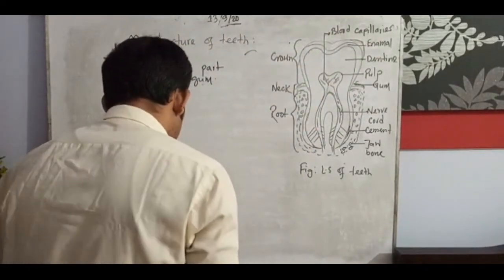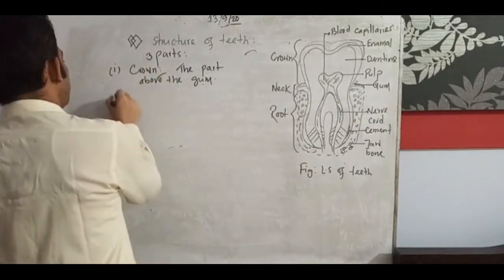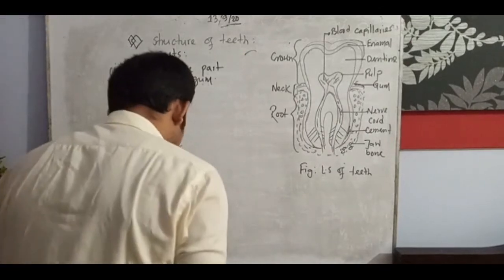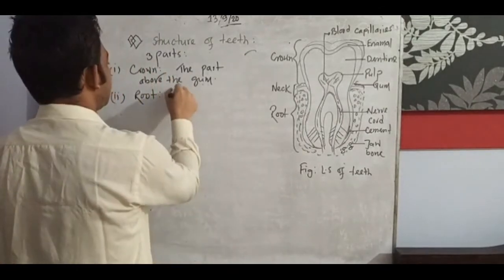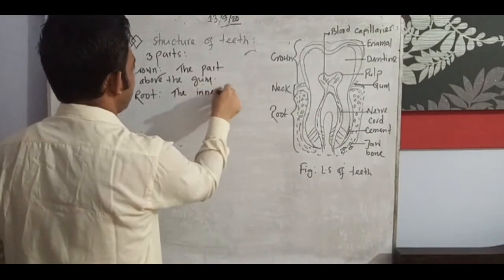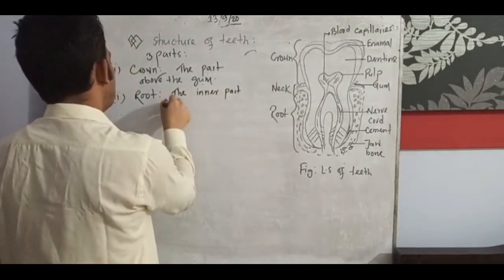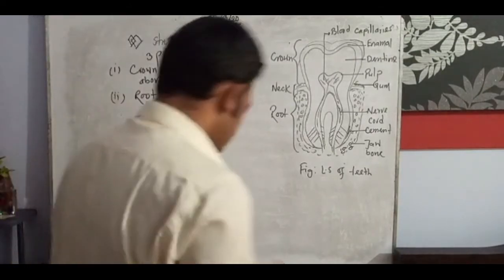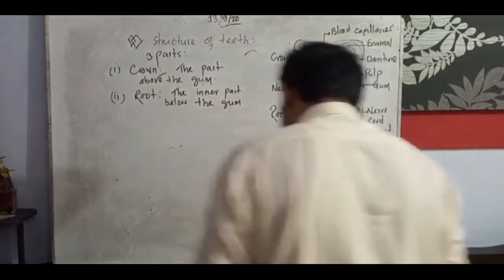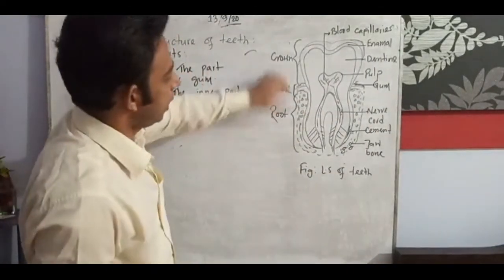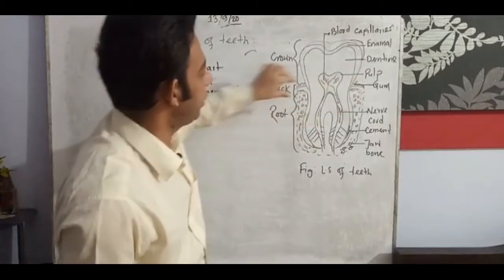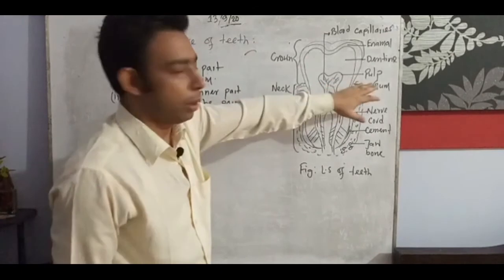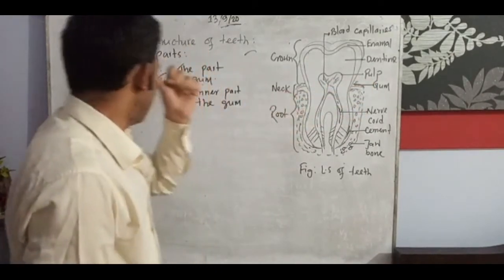Number two is the root. It is the inner part below the gum. We have seen the neck, and after the gum, the inner part below the gum, you can write the root.